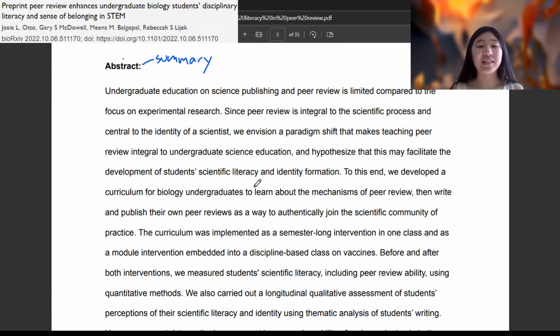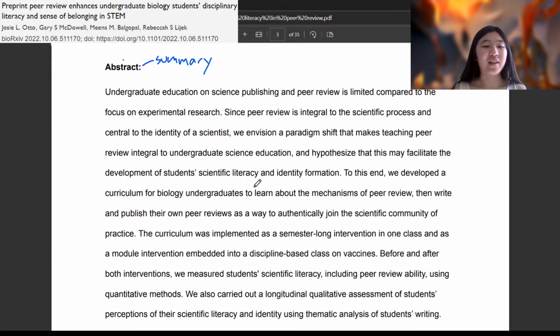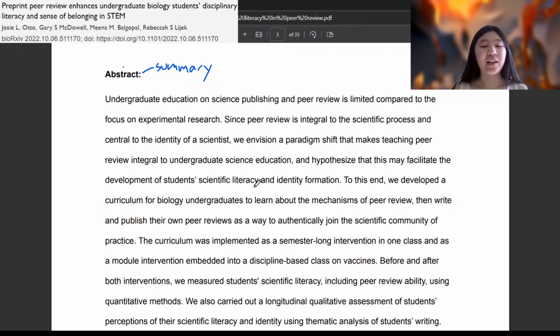So, undergraduate education on science publishing and peer review is limited compared to focus on experimental research. Wow, already that is a handful. So, it's basically saying education for undergraduate students about how science articles are published and how they are reviewed is limited, compared to how much focus that professors and other teachers place on conducting research.